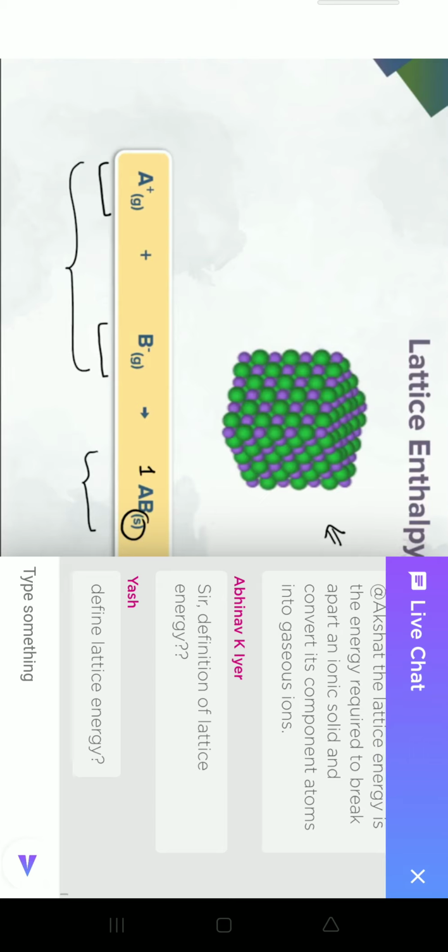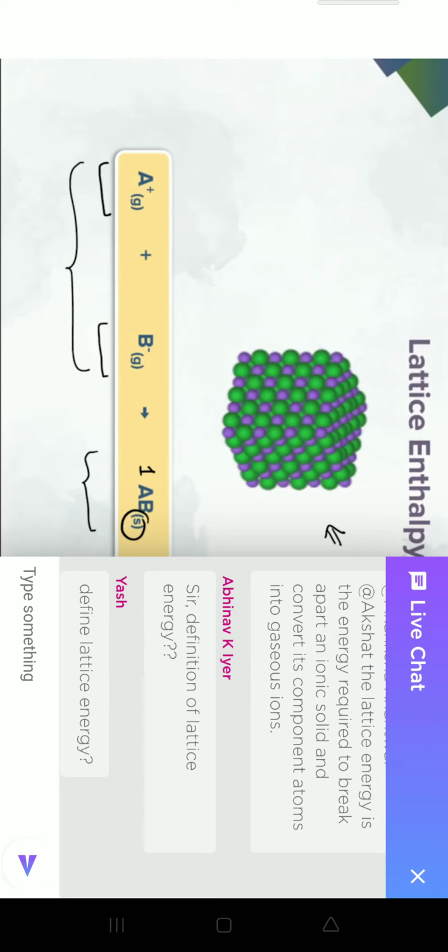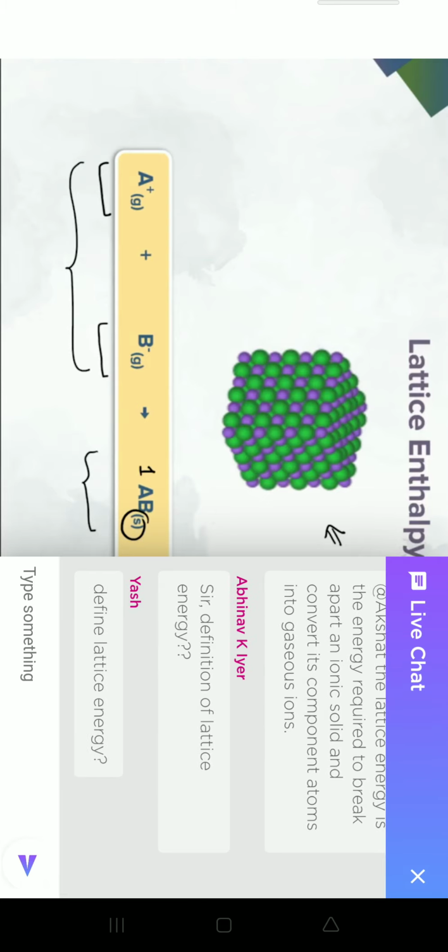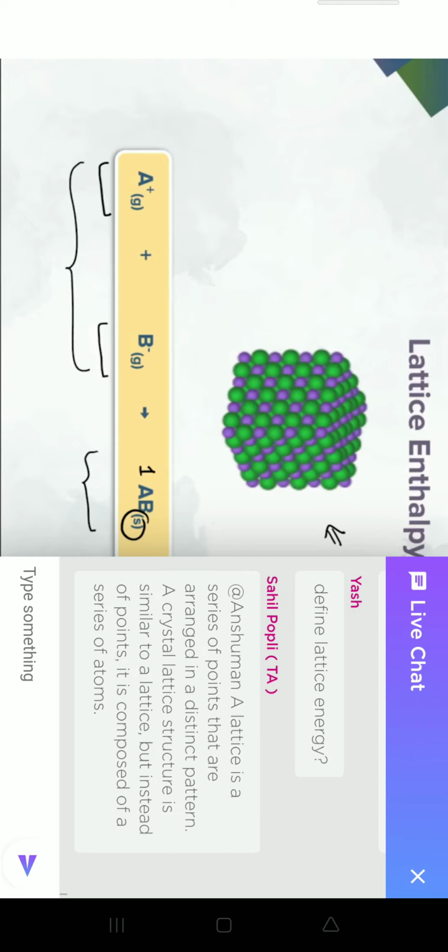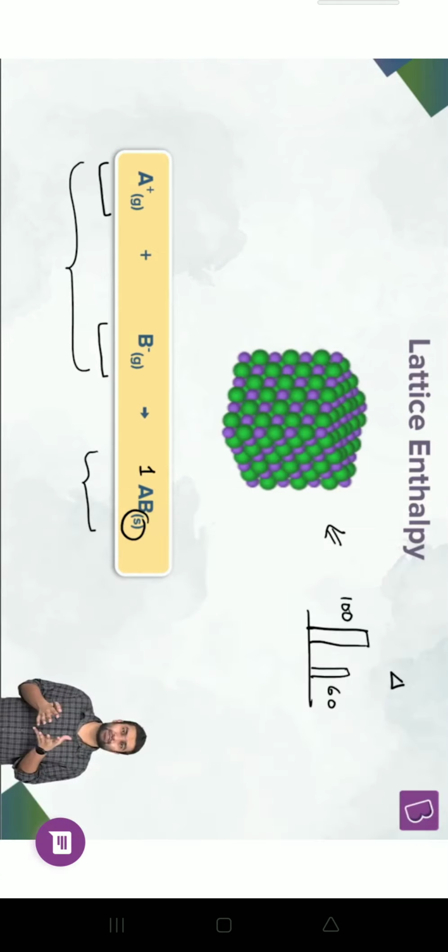So there is a release of 40 units of energy, or we can say the energy change of this process is minus 40. So whenever we have minus 40, or some energy in kilojoules per mole or some other unit written over there, we are talking about the formation of a lattice, because then only the energy is released.